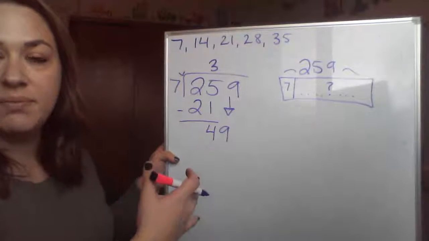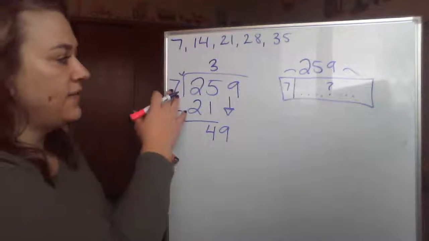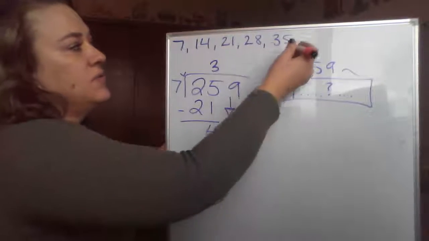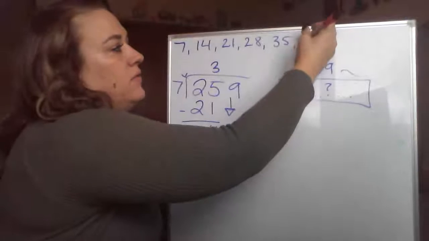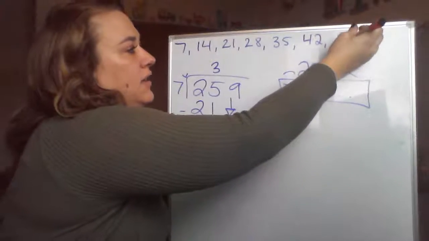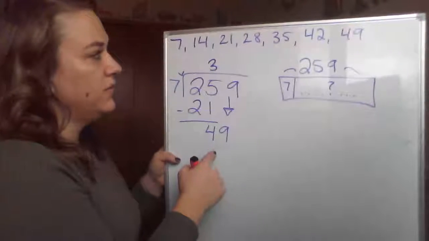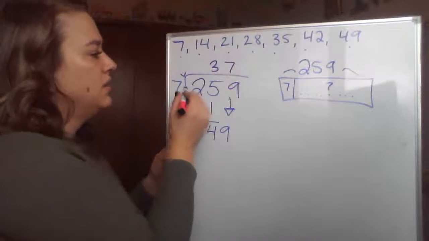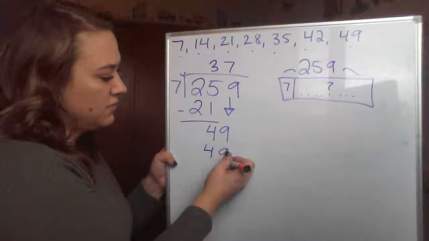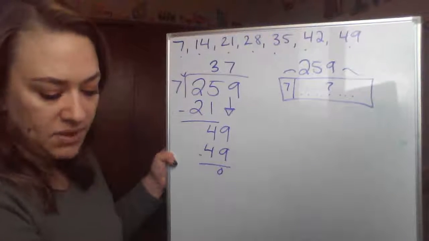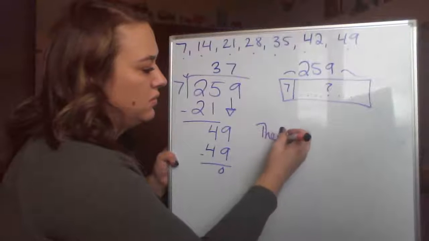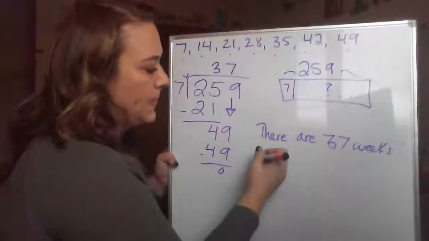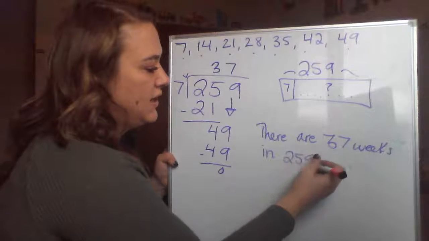49. So now I need to repeat my steps with 49. How many groups of 7? 49 divided by 7. How many groups of 7 can I make out of 49? So let's go up a little bit more. So 35, 42, 49. So now we know we can make an exact 49. So we need 1, 2, 3, 4, 5, 6, 7 groups. 7 times 7 is 49. So if we were to write our answer statement, we would say there are 37 weeks in 259 days.